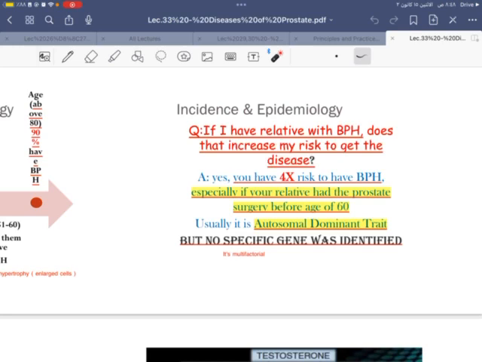If you have a relative with benign prostatic hyperplasia, does that increase your risk of the disease? Yes, definitely. You have 4 times the risk of developing benign prostatic hyperplasia, especially if your relative had prostate surgery before the age of 60, meaning he had severe disease. Usually it's inherited as an autosomal dominant trait, but there is no specific gene identified for BPH.